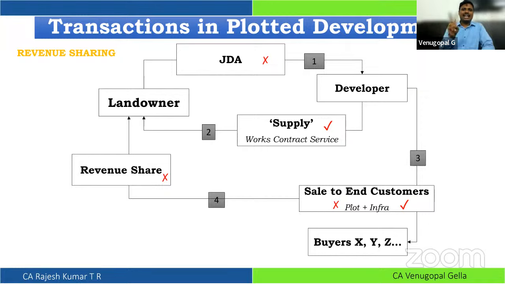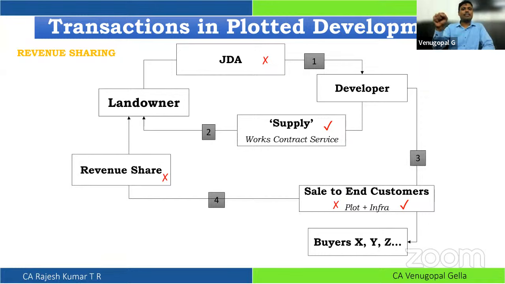So that means there are two sales that you are doing. You are selling works contract to the landowner. Instead of him giving you cash, he has given you land. So you purchase the land. Again, you are selling the land to the end customer. So at the point when you are selling the land to the end customer, you have already done the works contract sale.